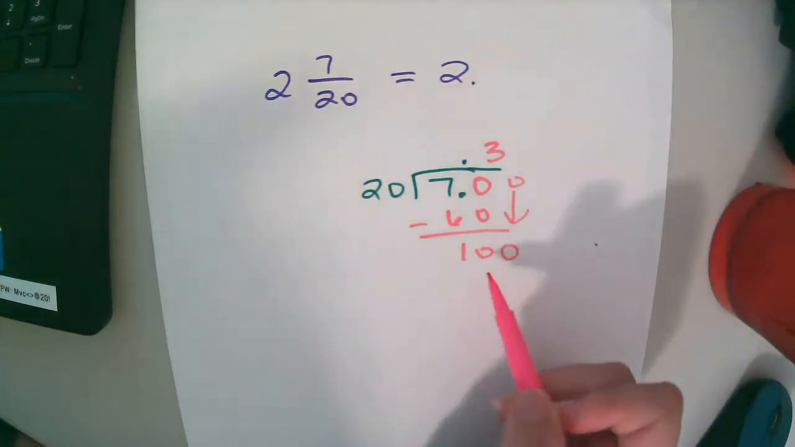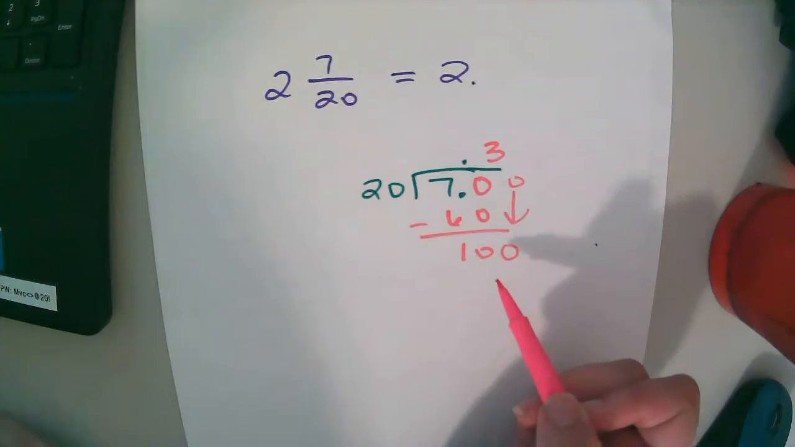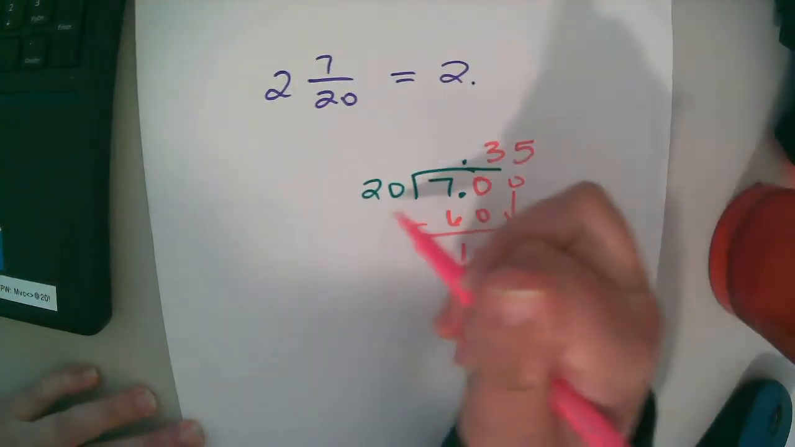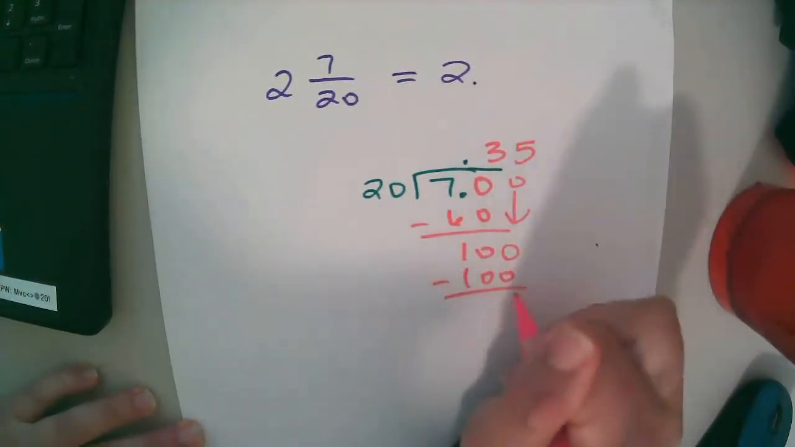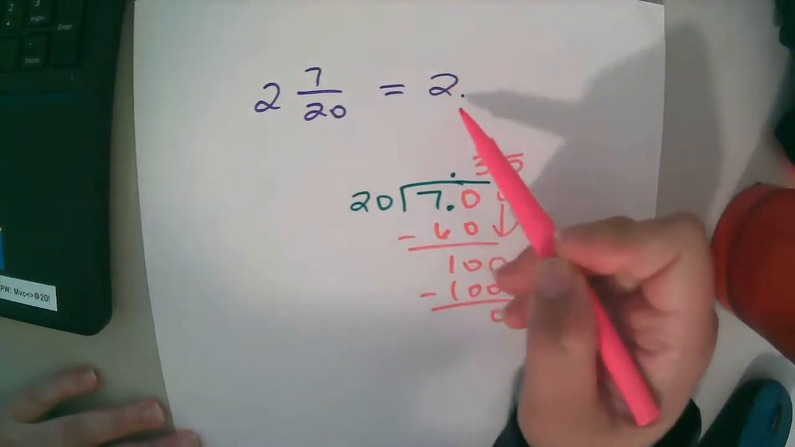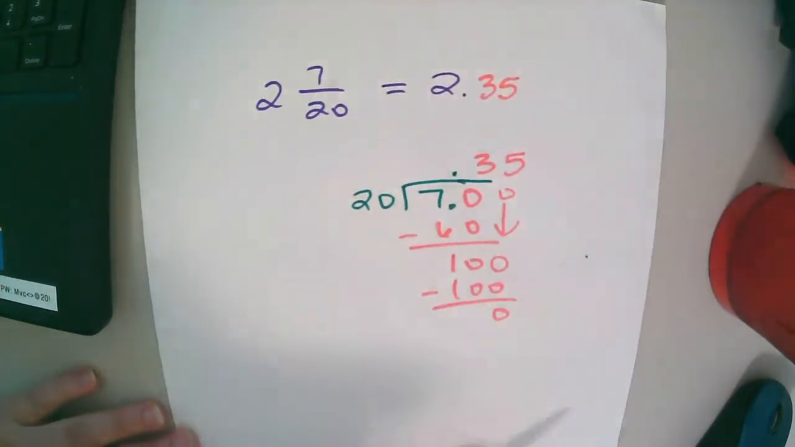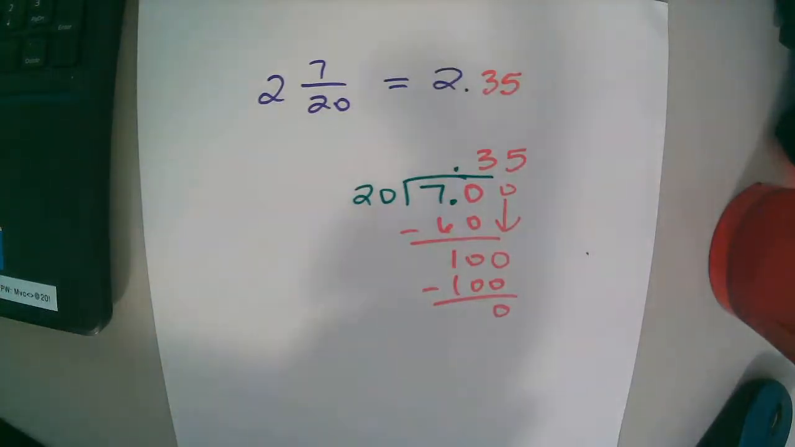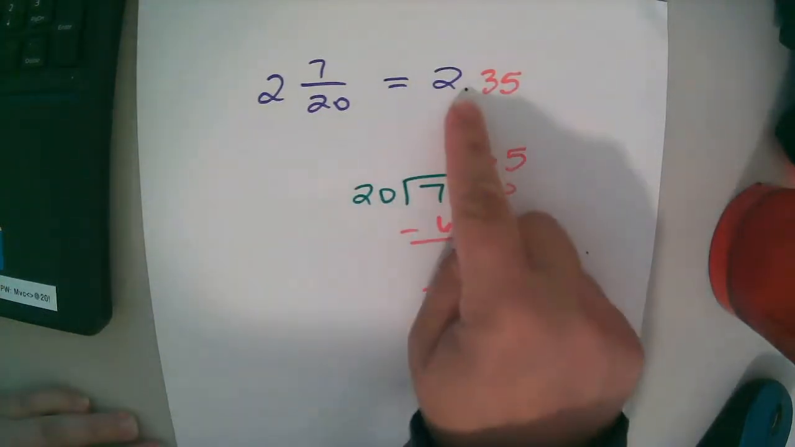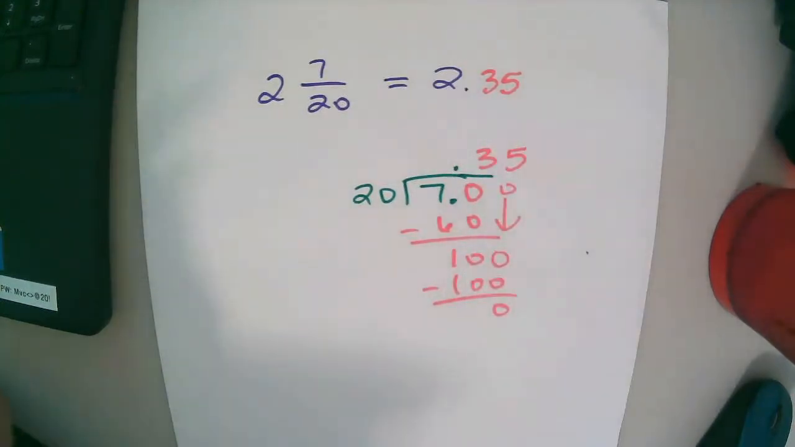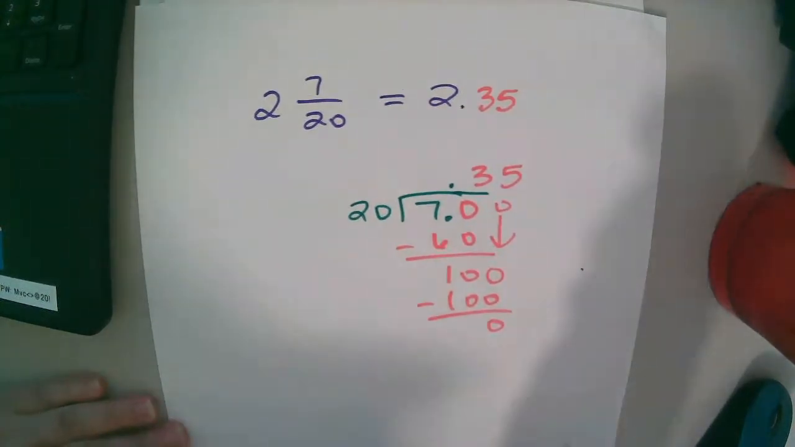Can 20 go into 100? Absolutely. It can go in 5 whole times. 20 times 5 is 100. So we are done. Okay, so we've got 2 and now we have the decimal part, 0.35. So 2.35. So now we're going to think about how can we move a decimal to a percent, and remember it's to the right, to the right.